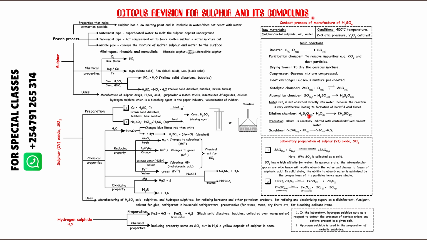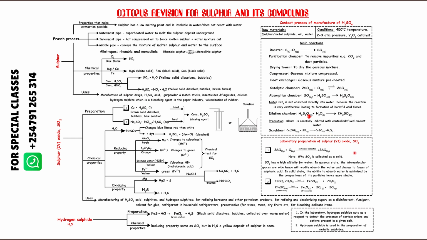Then that is the summary of the contact process. Main reaction occurs in the roaster. Sulfur reacts with oxygen to form sulfur oxide. The other one occurs in the catalytic chamber, whereby we have the sulfur oxide react with oxygen to form sulfur 6 oxide. Then we have the sulfur 6 oxide being dissolved in concentrated sulfuric acid to form oleum. Then we have the oleum being diluted with water to form concentrated sulfuric acid. And then finally the reaction, the scrubber, whereby we have the calcium hydroxide react with sulfur oxide to form calcium sulfide plus water.